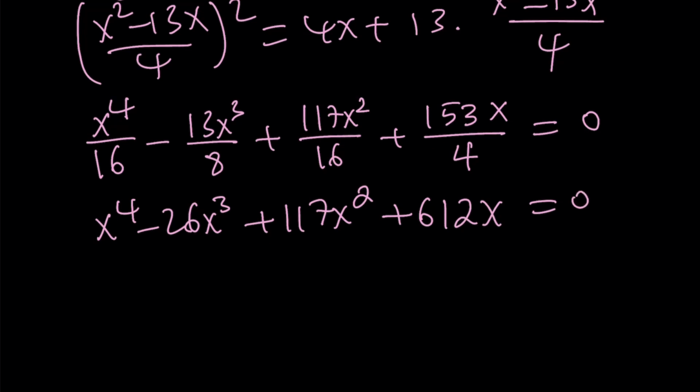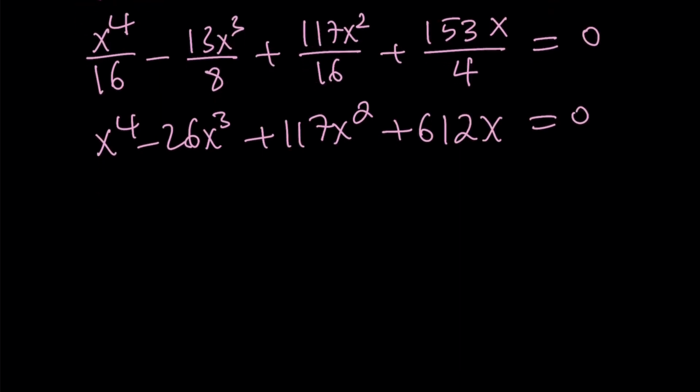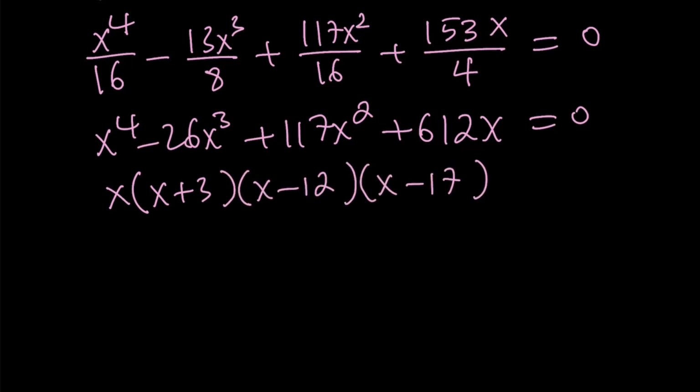And guess what? We keep saying this all the time. x can be factored out, and we're going to end up with a cubic, which again is not very easy to solve, but if you're looking for integer solutions, you could use the rational root theorem, trial and error, but I'm going to spare you the trouble and give you the solutions. So this quartic equation can be factored as x times (x plus 3) times (x minus 12) times (x minus 17). And set it equal to 0, you're going to get all the solutions.